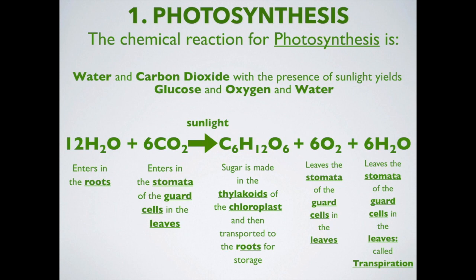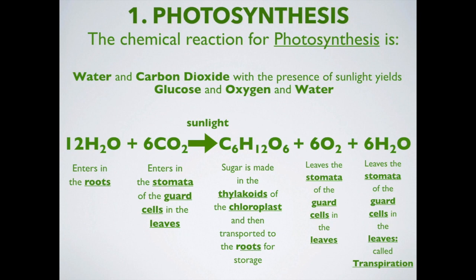Now, when sunlight uses the water and the CO2, combining them together and rearranging the molecules, it makes sugar, which is C6H12O6, oxygen, and more water. Now, specifically, how much oxygen? 6 molecules of O2. And how much water? 6 molecules of H2O.